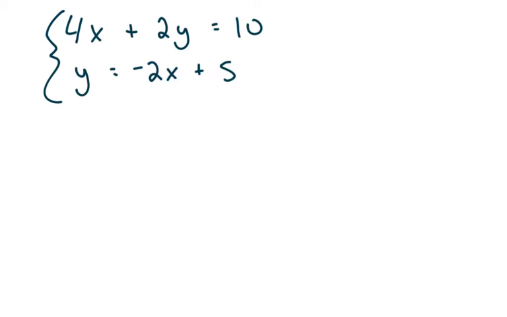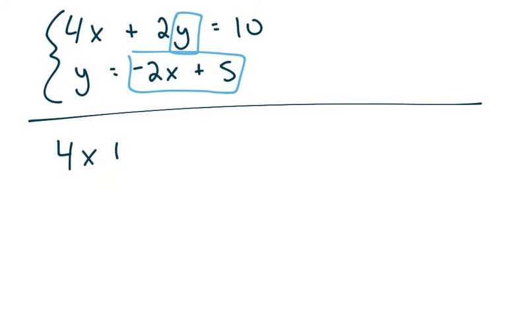Let's see what we got here. So remember, the first step is to get one of your equations set to y equals. This one already is, so I can just substitute what y equals into the y in the other equation. So if y is negative 2x plus 5, I'm going to rewrite the first equation as 4x plus 2, and then instead of y, I'm going to use what I know y equals in that other blue box.